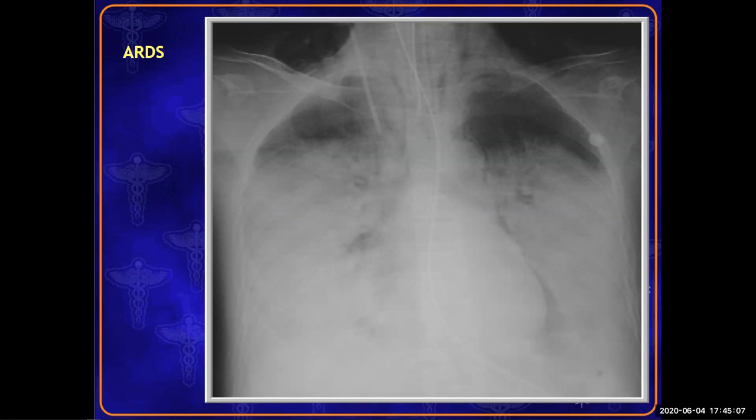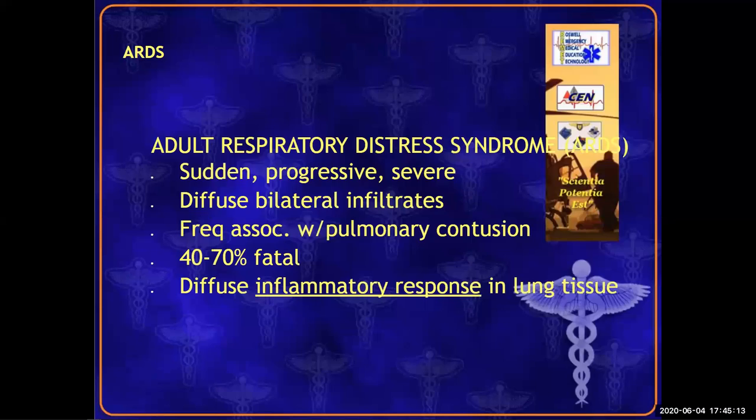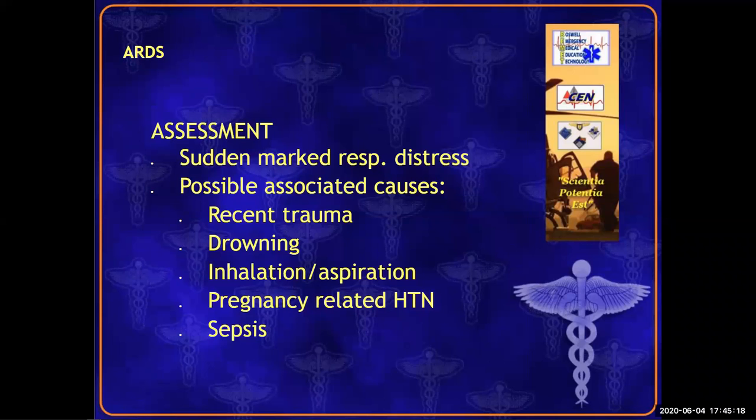So one of the things that clue us in that it's ARDS, not just the x-ray, but what's the history? Something had to have happened to trigger this to start. Now, ARDS is typically not an ER problem. It doesn't happen in the first 30 minutes, the first hour usually of some of these antecedent events. So this is usually more of an ICU situation. But why are we talking about it? Why is it on the CEN exam?